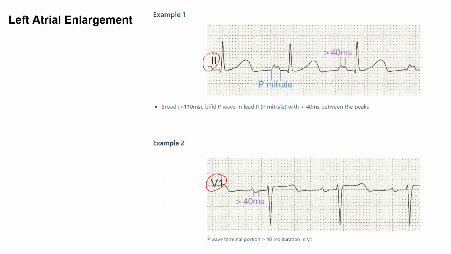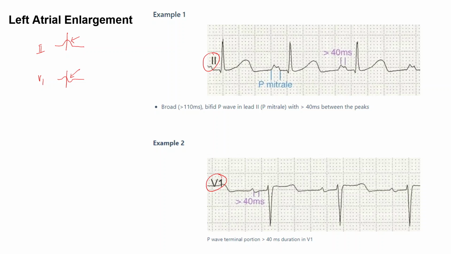So what happens in left atrial enlargement? We all know that the second part of the P wave, if this is a normal P wave in lead 2, the second part, that means this part, is representing the left atrial depolarization. Similarly, in V1, where you get a biphasic P wave like this, the second part, that means this part, is actually representing the left atrium.